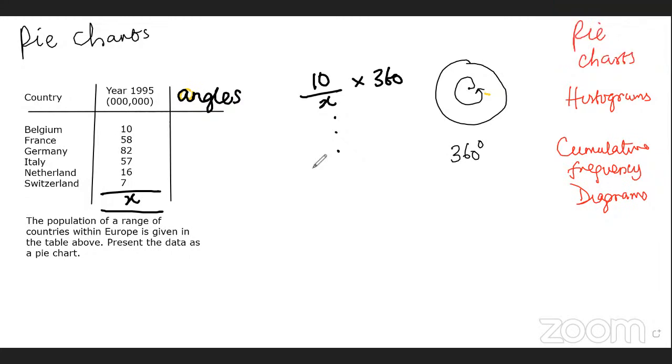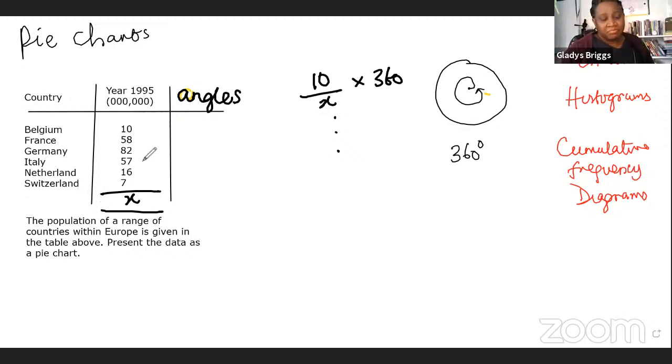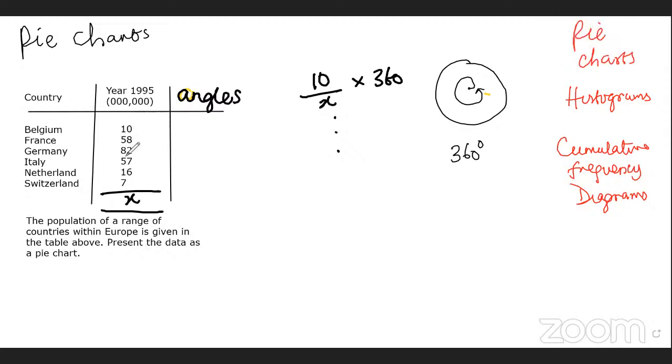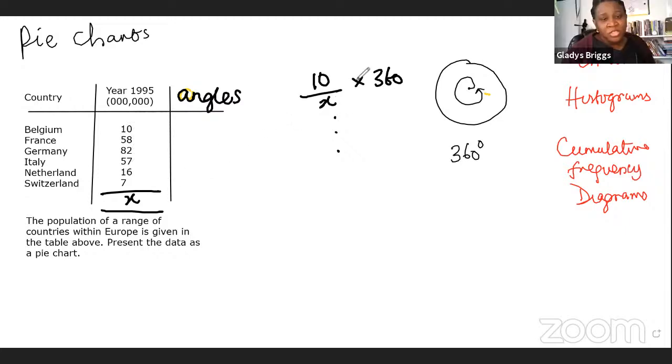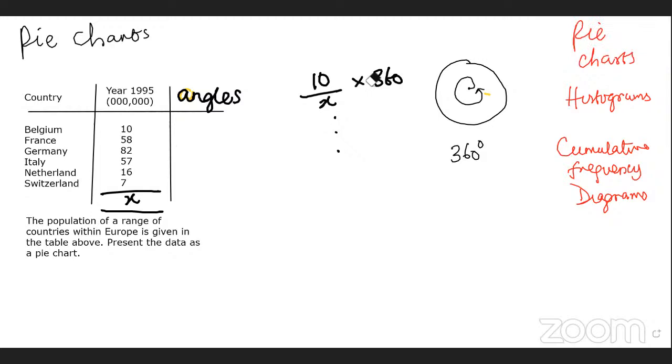Miss, how do I know the value of x? Add them all up. It's not an equation. Oh my goodness, have I been teaching? Okay, it's not an equation. Just add everything there up. Just add 10 plus 58 plus 82 plus 57 and write it here. And whatever you get here, the first one will be 10 divided by that thing times 360. Yeah? Okay.